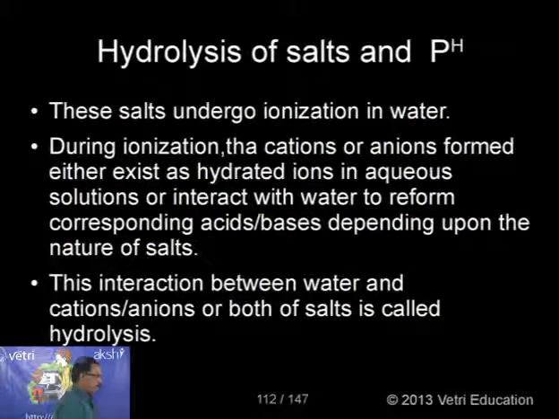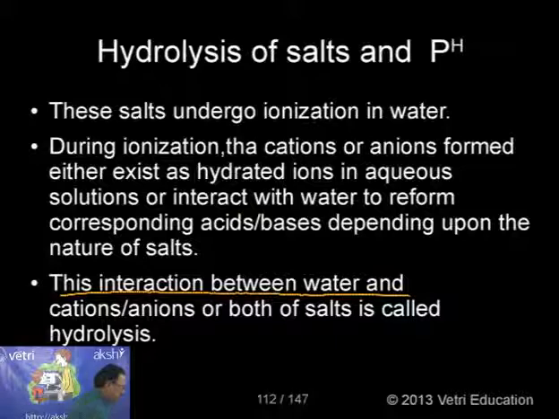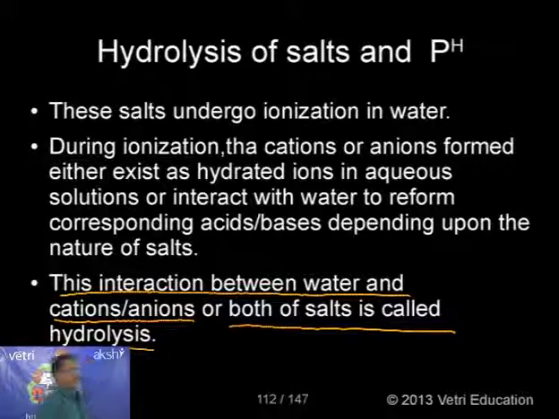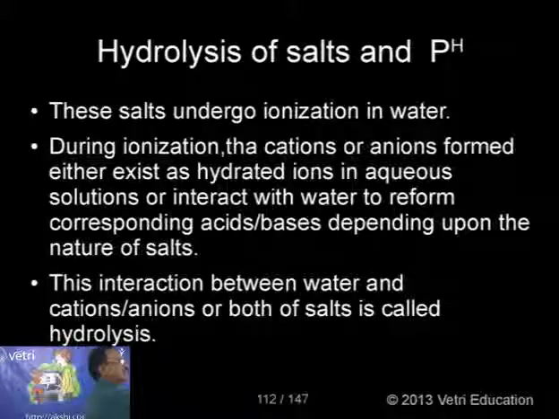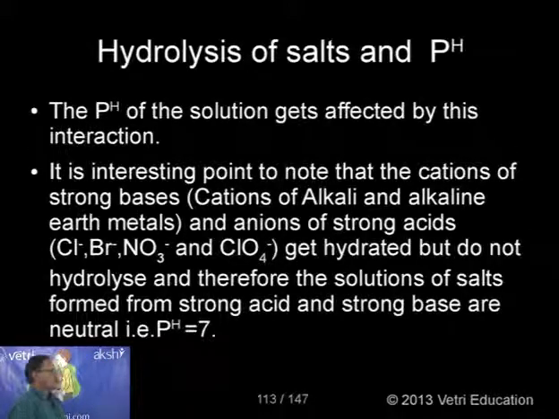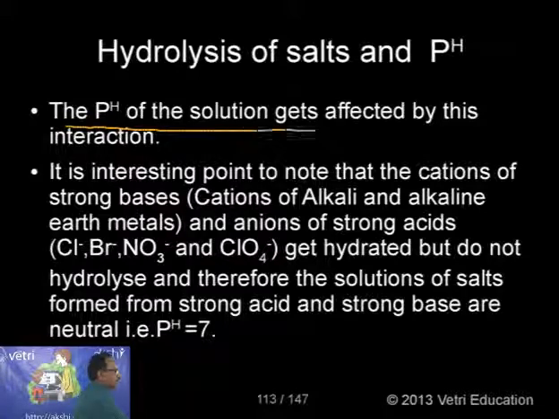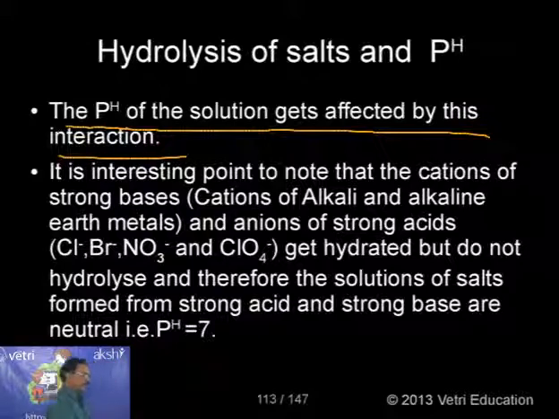Now, this interaction between water and the cations or anions or both ions of the salt is called hydrolysis. This is the definition of hydrolysis. Hydrolysis is nothing but the interaction between water and the cation or anion or both. Let me go to the next point. When a salt undergoes hydrolysis, what will happen? The pH of the solution gets affected by this interaction. This is the most interesting information.